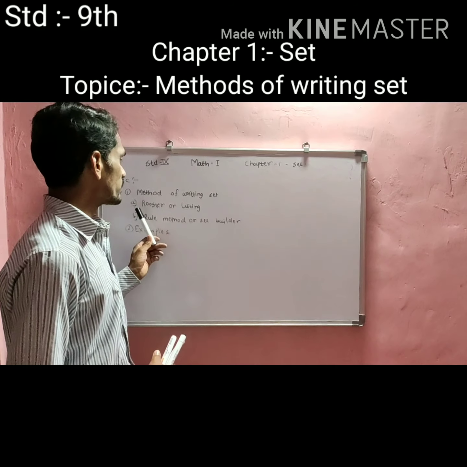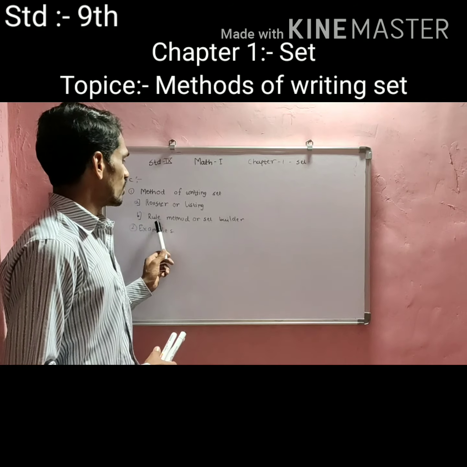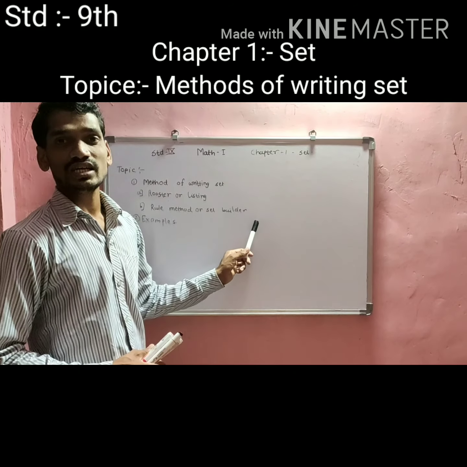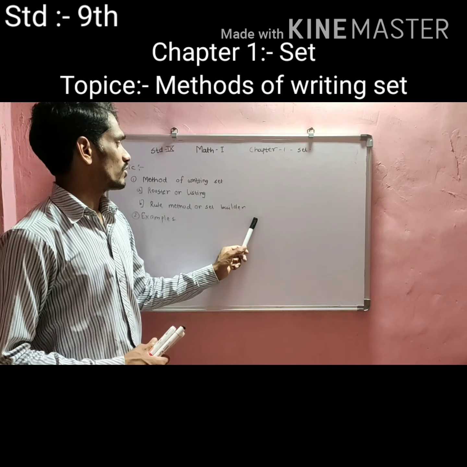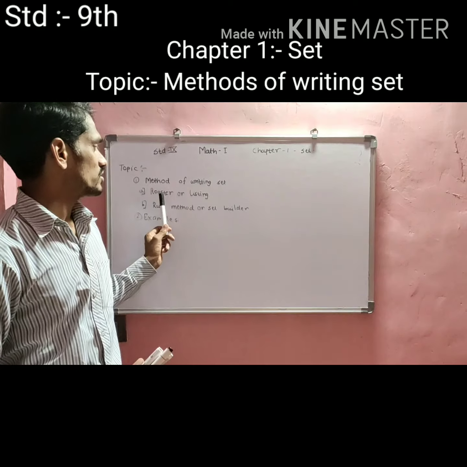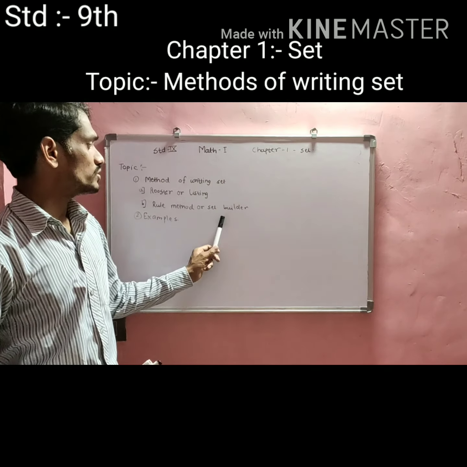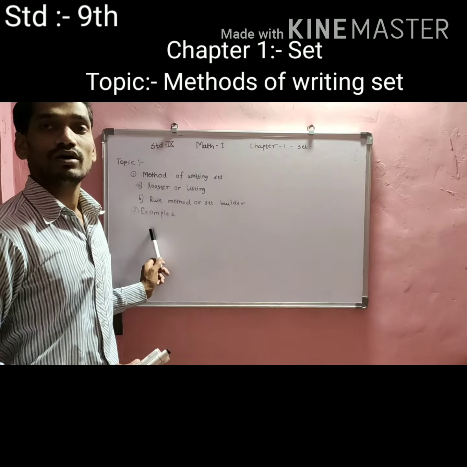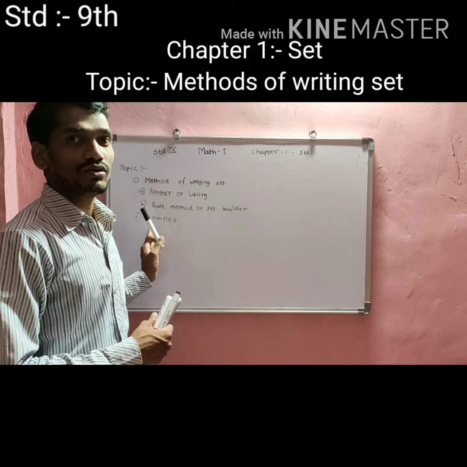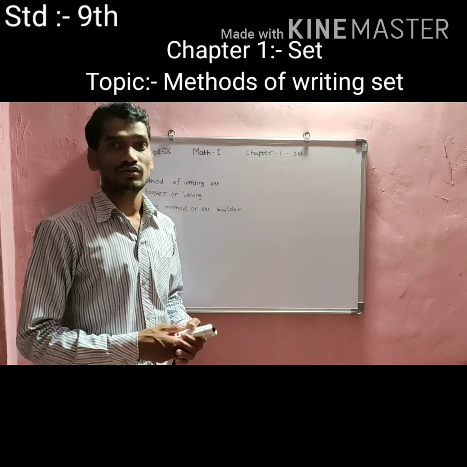There are two types of methods: the Roster method, or we call it the listing method, and the rule method, or we call it the set builder method. Once again, there are two methods of writing sets: the Roster or listing method, and the rule method or set builder method. And the next topic is examples. In this video we are going to discuss this topic. So let's start the video.